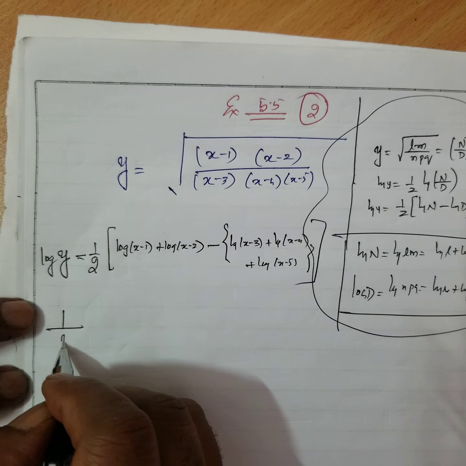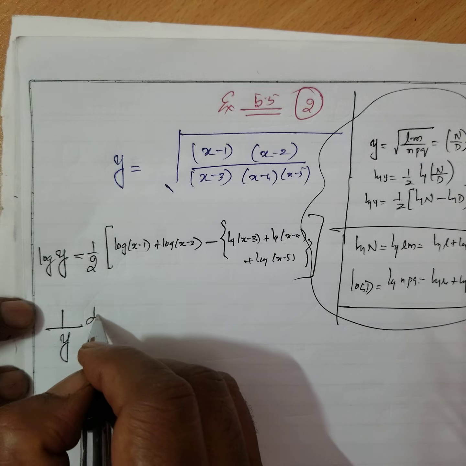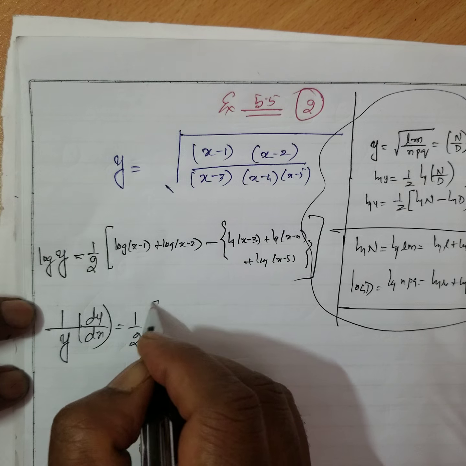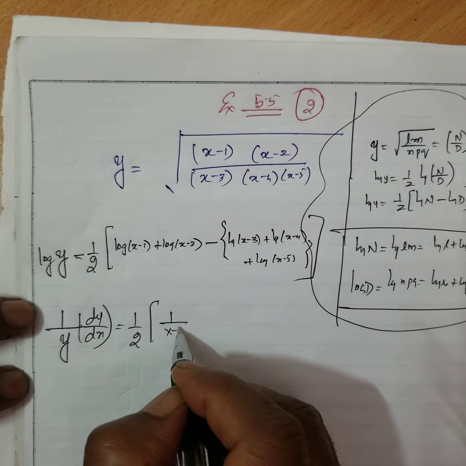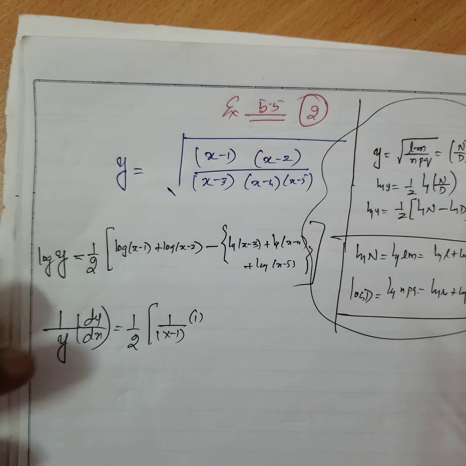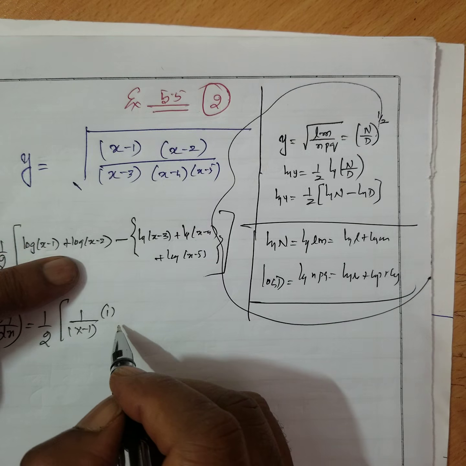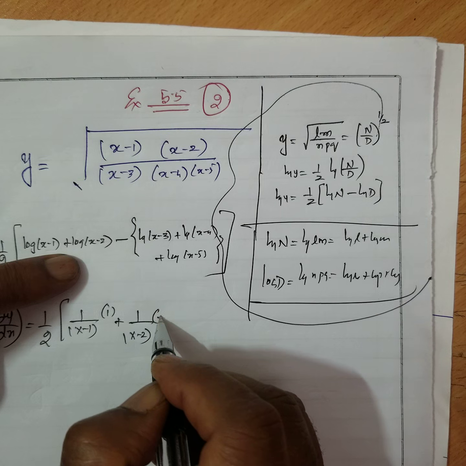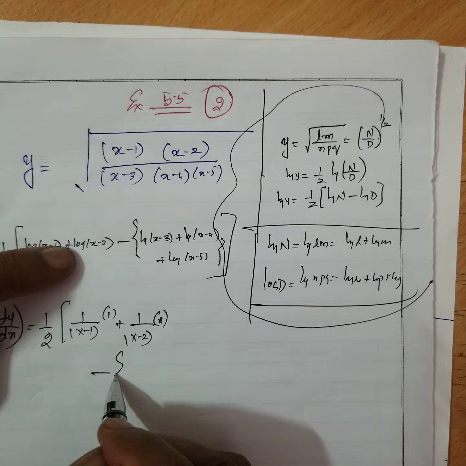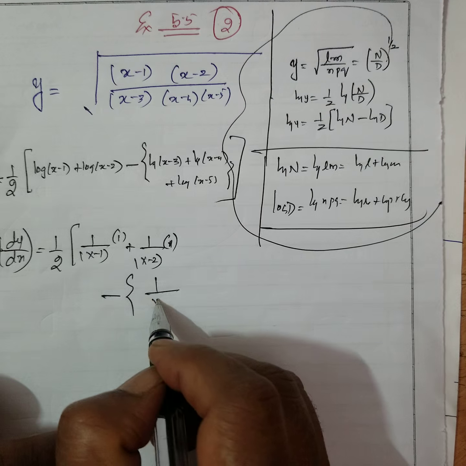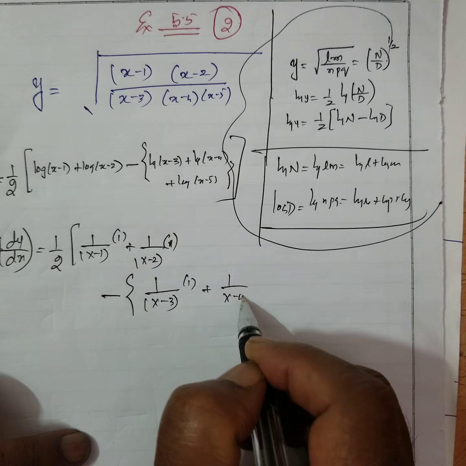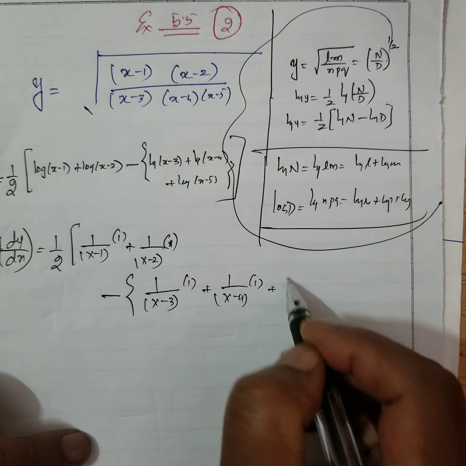Therefore, differentiate: 1 by y dy over dx is equal to half. Log box is 1 by box, into the differential coefficient of the box, which is one only. Zero, since 1 is constant. Then 1 by x minus 2, again 1 only. Minus flower bracket: 1 by x minus 3 into 1, 1 by x minus 4 into 1, 1 by x minus 5.